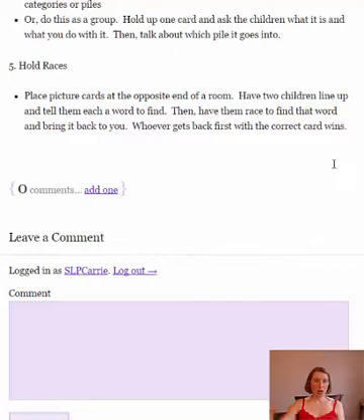Maybe they're looking for the same word and you have two different piles, or maybe they each have a different word that they're looking for and it's all in one pile. This is going to be dependent on what words the children need to work on. Then you're going to have them race to the other end of the room, find the word that they need, and bring it back. And whoever gets back first with the correct card wins. So that would be a fifth activity.